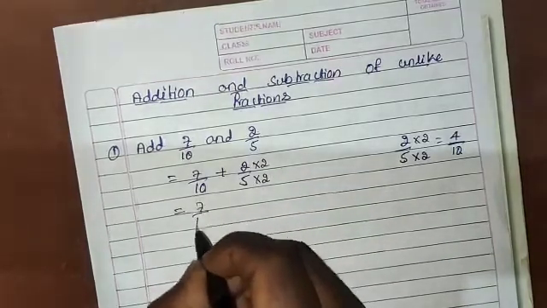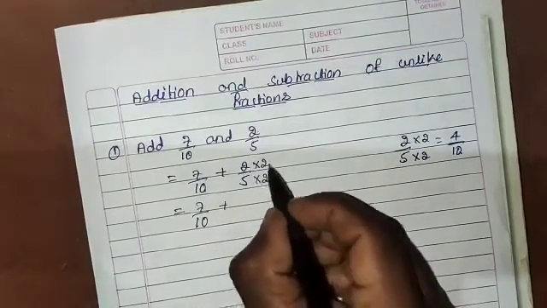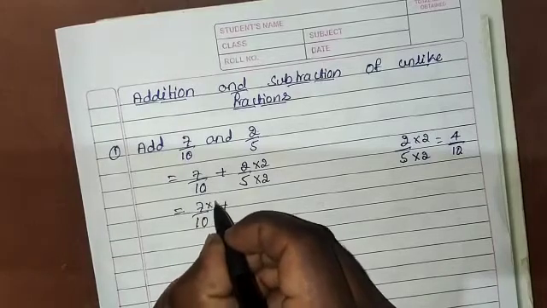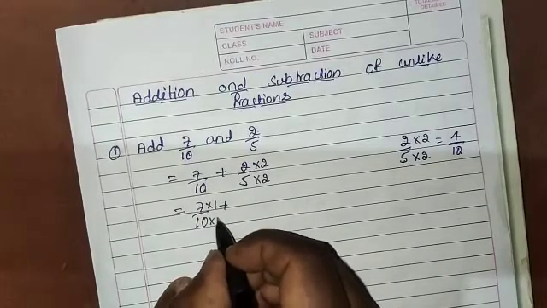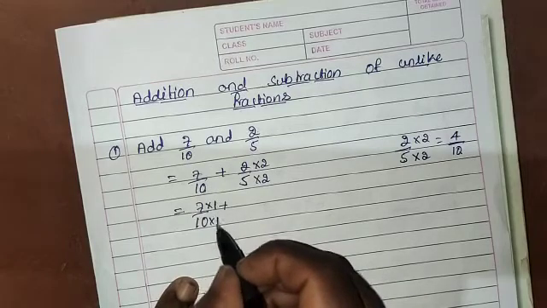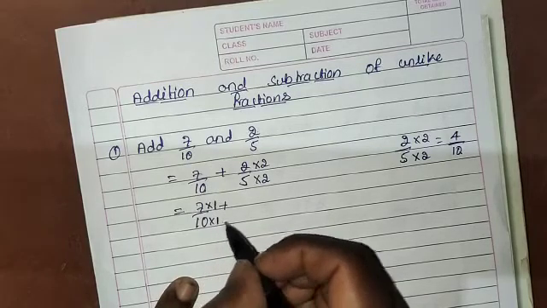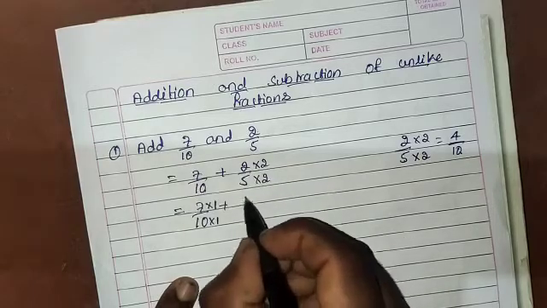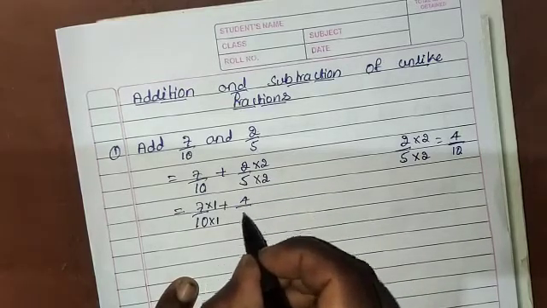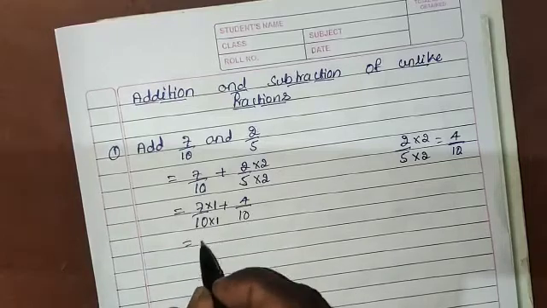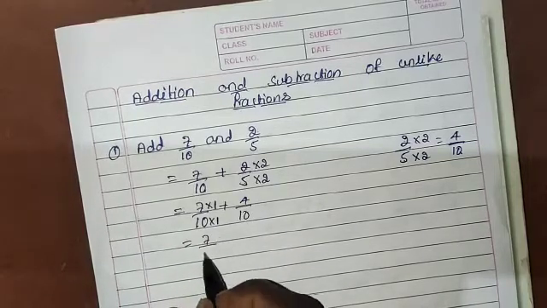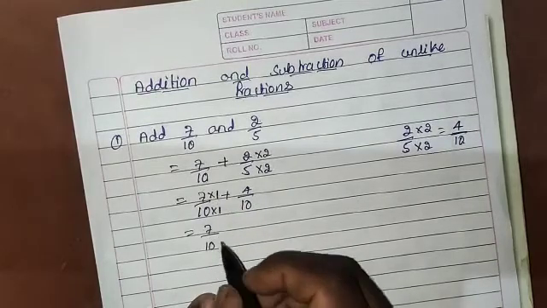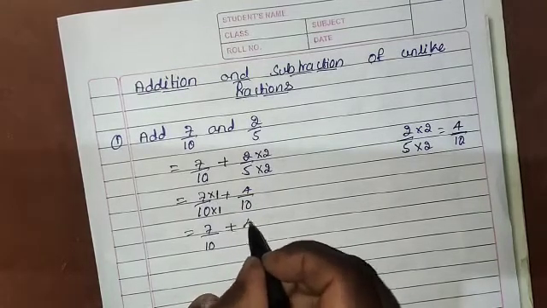Now here 7 by 10 plus, we have to multiply these fractions. Here we multiply by 1. When we multiply any number by 1, we get the same number, so there is no change. 2 2s are 4, 5 2s are 10. Here also, 7 1s are 7 and 10 1s are 10, the same. There is no change, plus 4 by 10.